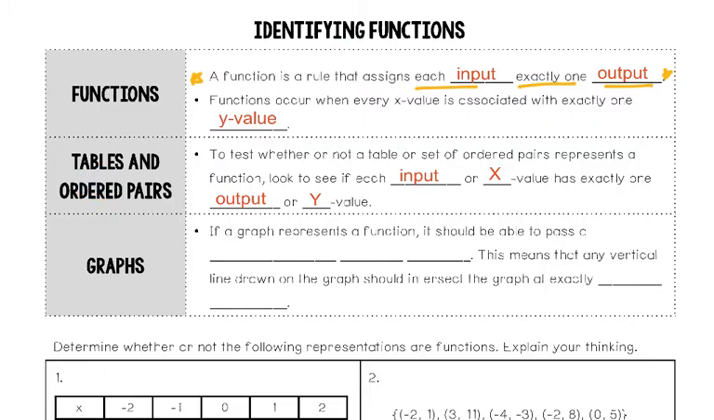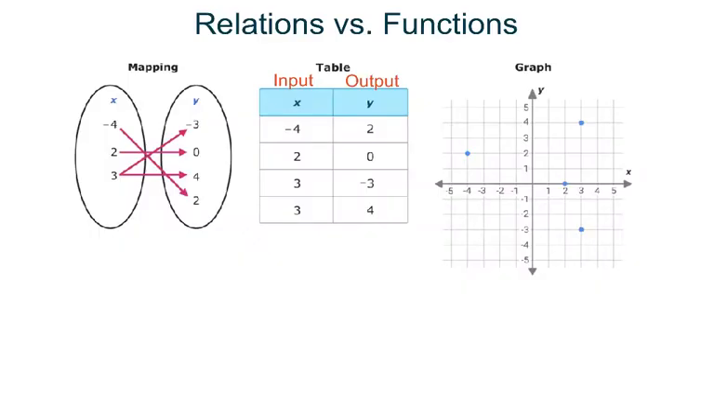If we have a table or an ordered pair sequence, we're just going to make sure that every input has exactly one output. Let's look back at the first examples of these three relations, and let's determine if each one of these is a function just by following that definition. For it to be a function, every input has to have exactly one output.